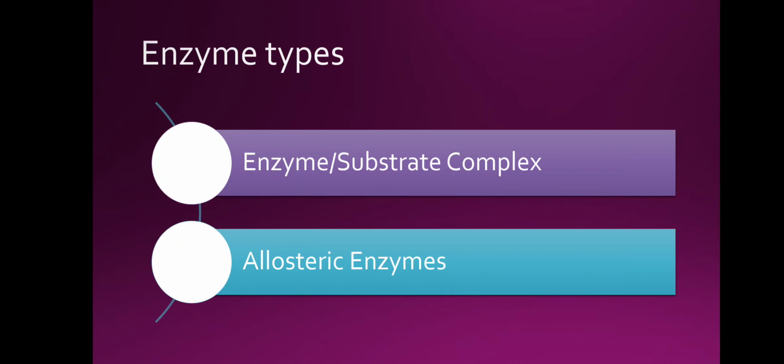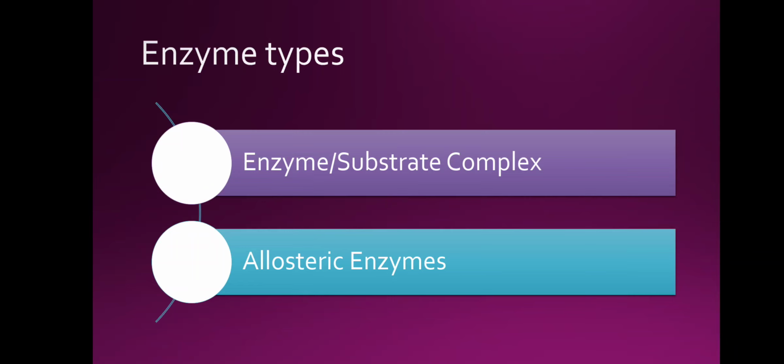It could be an enzyme substrate complex or an allosteric enzyme. Enzyme substrate complex means that I have an enzyme which has single or multiple seats for its substrate, so they can unite together and form a complex. And then this complex will dissociate to release the enzyme free again and give me a product.